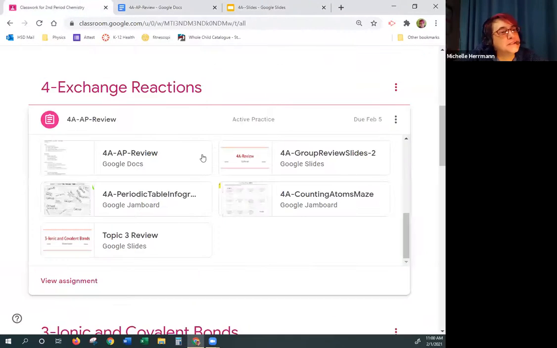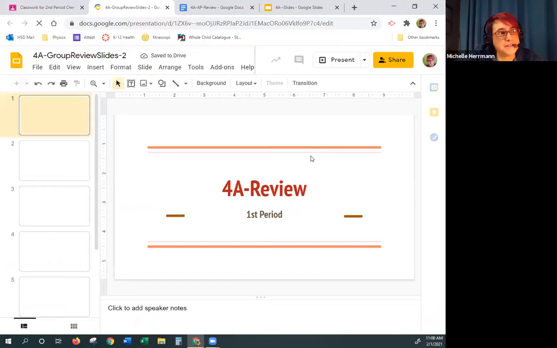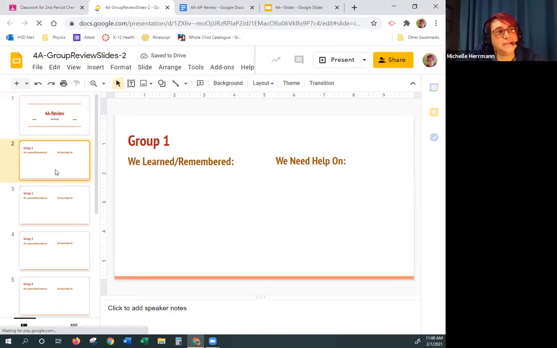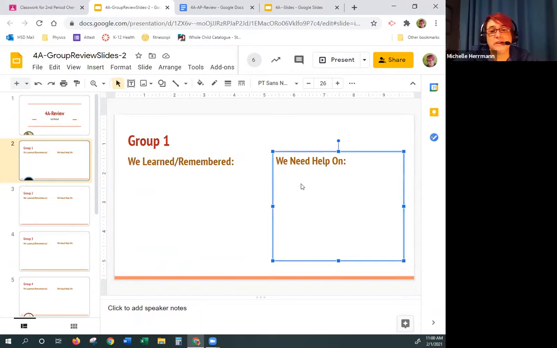So if you take a look at this assignment, you see this here that says group review slides. So this is a file that everyone can look at all at the same time and everyone can add their stuff on. So when you're looking at your thing, you can say, okay, here's something I learned, here's something I remembered, and you can stick it there. So we kind of remember, and then things that we still need help on. And we need to know this week for sure so that I know what kinds of things we need to review.